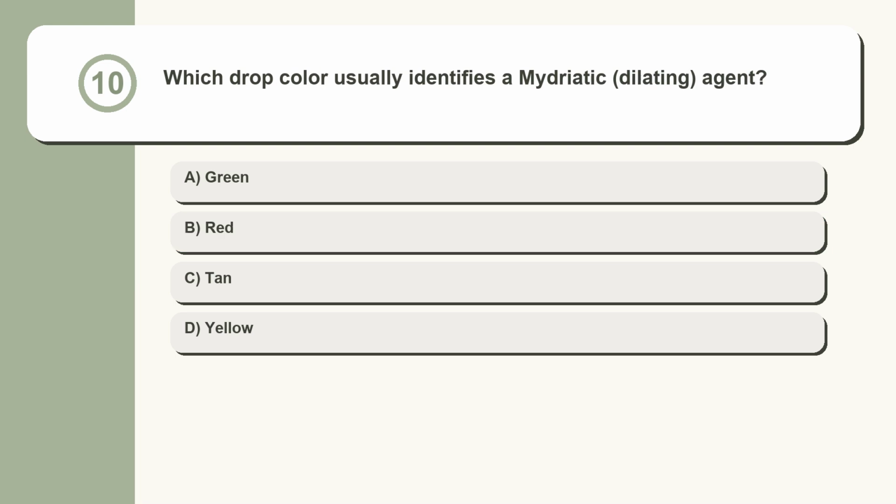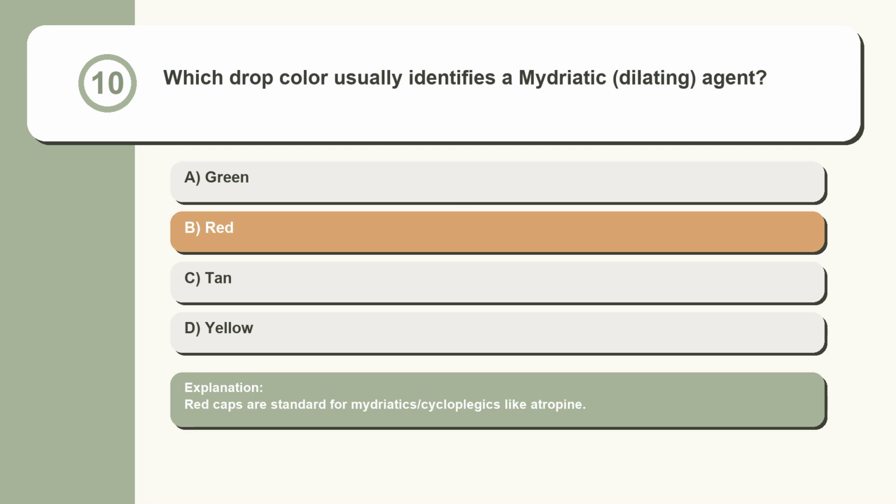Question 10. Which drop color usually identifies a mydriatic, dilating, agent? Green, red, tan, yellow. Red caps are standard for mydriatics/cycloplegics like atropine.